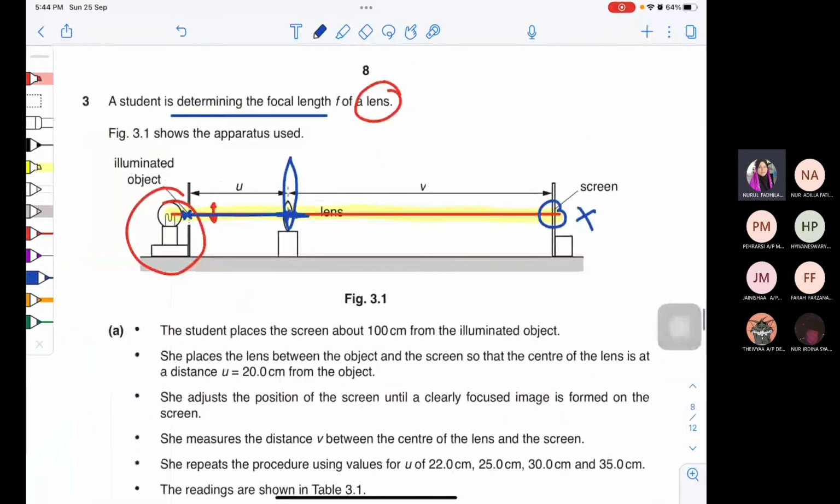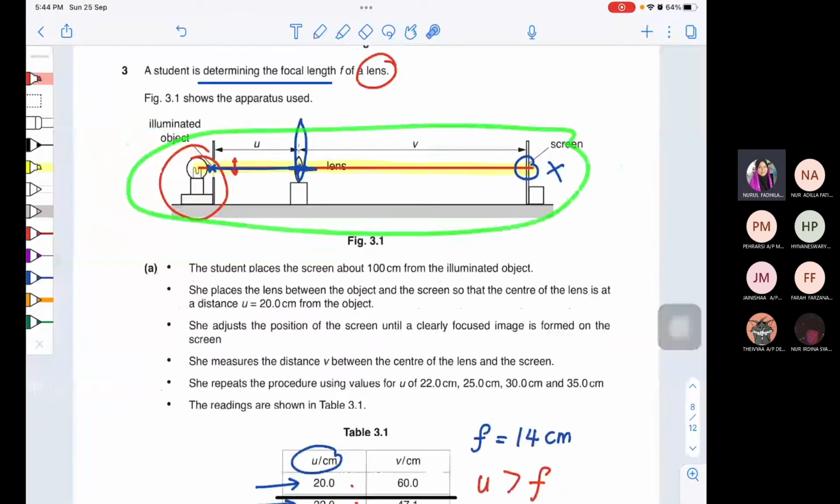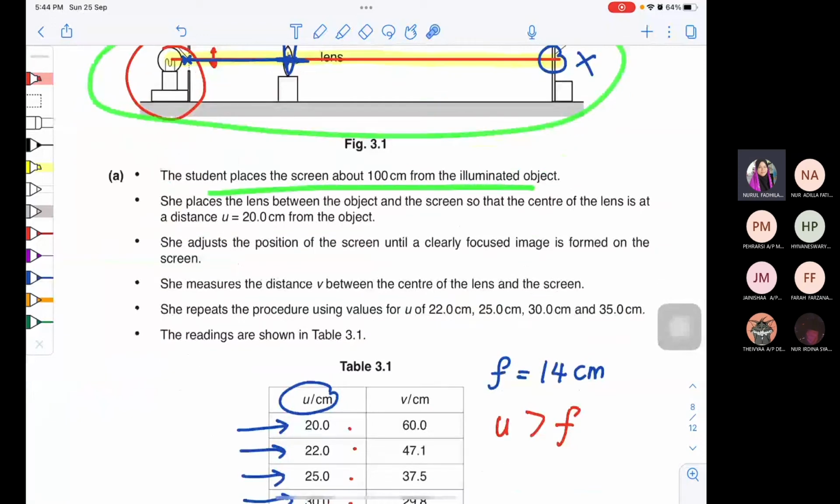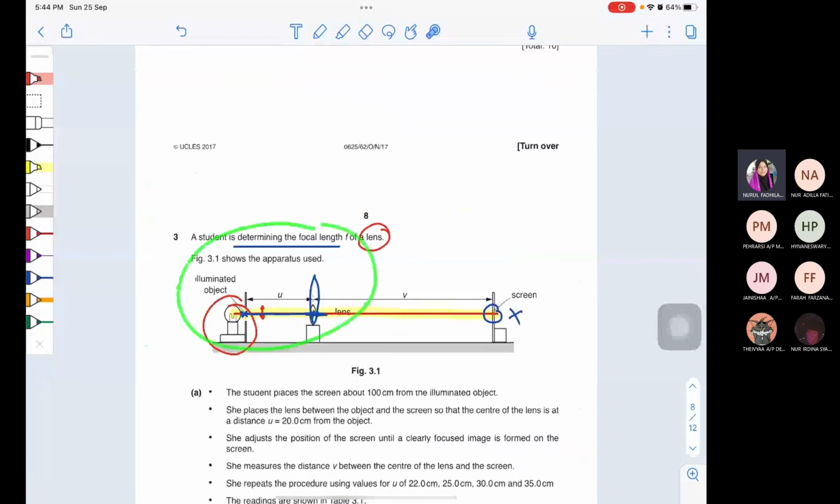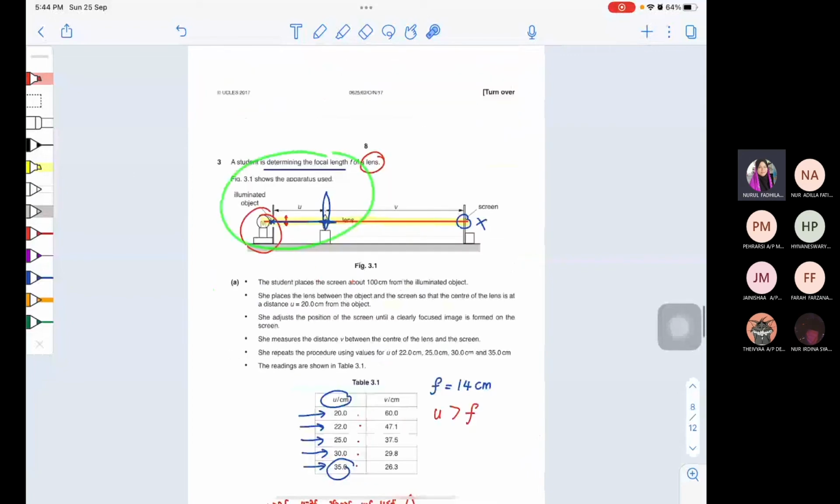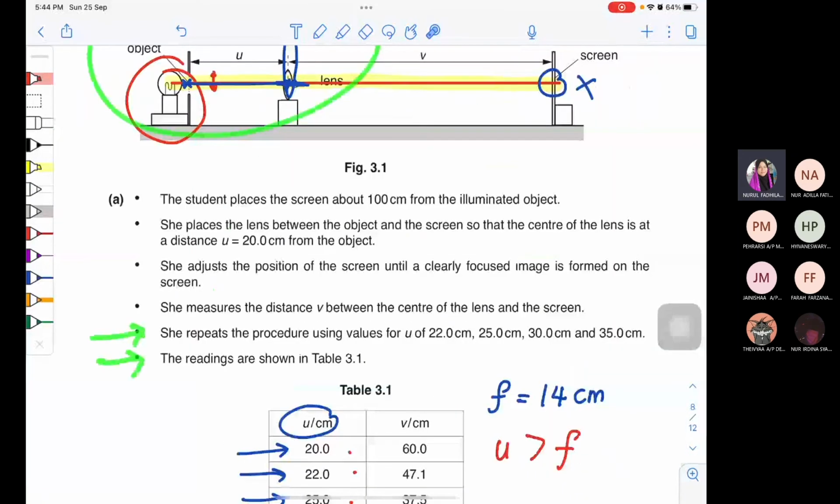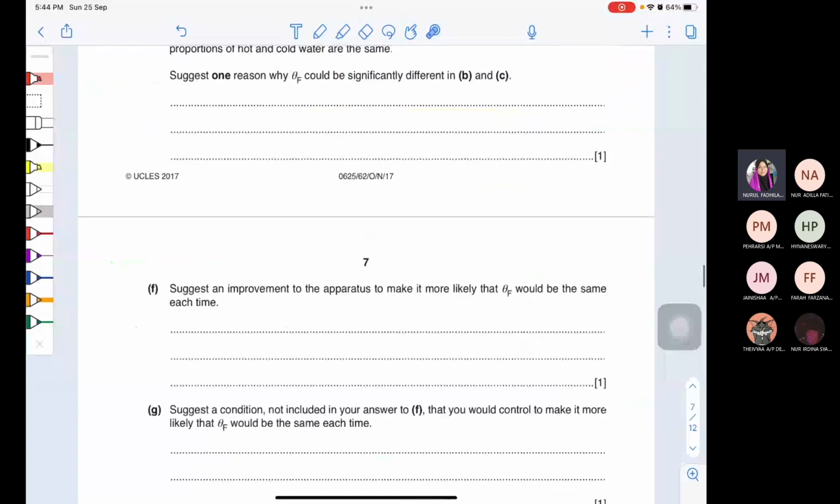This can also be question number 4. If this is question number 4, this is how you plan. Do you see it? The student places the screen, and puts the value first. Then she places the lens at U equals 20, and then adjusts the position of the screen. So this is what is expected from you when you write. If the question is at number 4 instead of number 3, you answer the same way. Copy what is given. So how do you get the idea to write all this? You must try many questions, or look back at the experiments in the textbook.